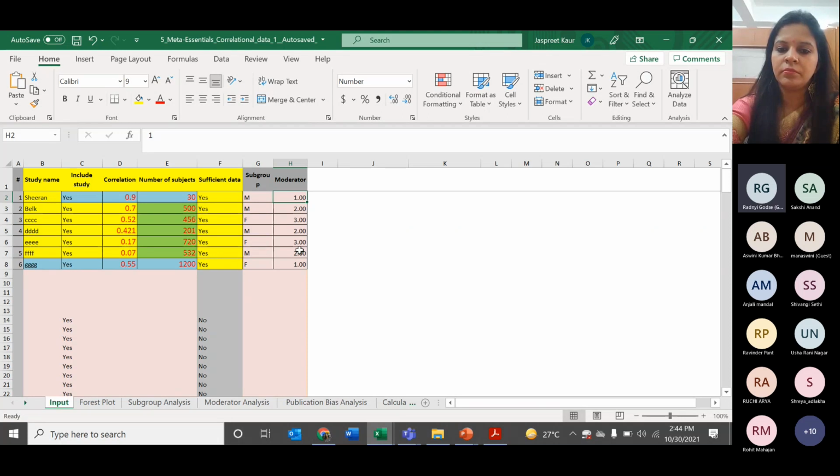From that Excel, the first one is input, then forest plot. Open the input sheet. Don't worry about these highlights that you see. These have been put from my paper, so you will get a standard input. If you've got it, just say I've received it. Yes, ma'am, it's not a zip file, it's an Excel file. Yes, this is an Excel file: input, forest plot, subgroup analysis. This one, ma'am, Meta Essentials Correlational Data, file number 5.